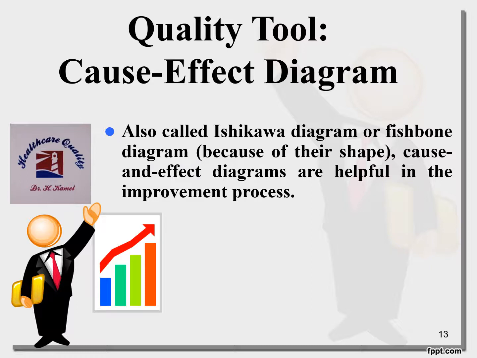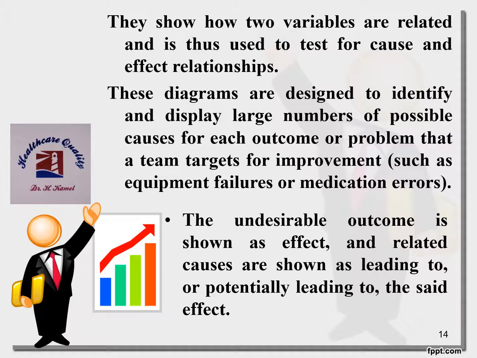The next tool is cause-effect diagram, also called Ishikawa diagram or fishbone diagram because of their shape. Cause and effect diagrams are helpful in the improvement process. They show how two variables are related and is thus used to test for cause and effect relationships.